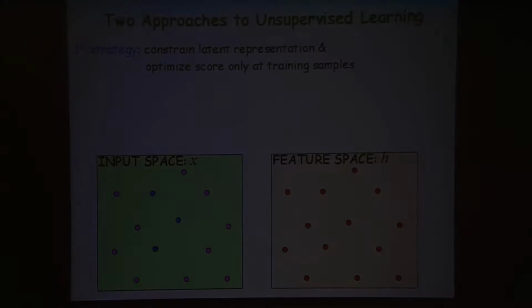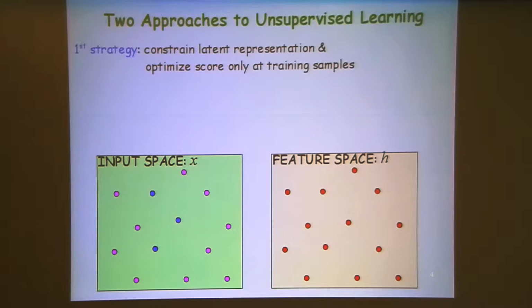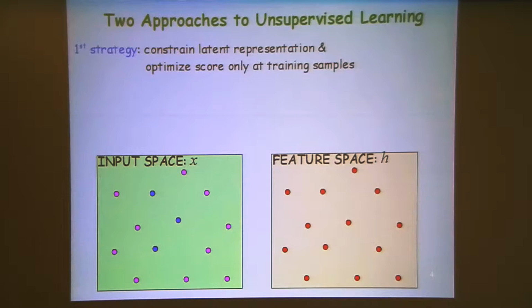How do we train in an unsupervised manner? So there are a few different ways. One popular strategy is to constrain the latent representation while optimizing your score, or minimizing the energy function, at the training samples. So the idea is that in order to compute the energy function, you need to go through the feature space. And now if you constrain the feature space and you minimize the score at the training samples, by construction, the other input data vectors will have higher energy.